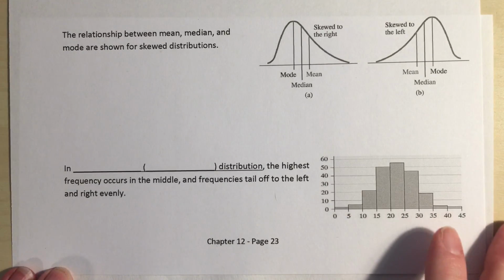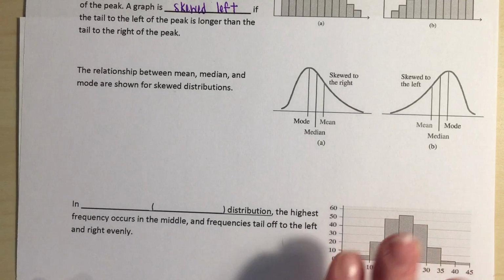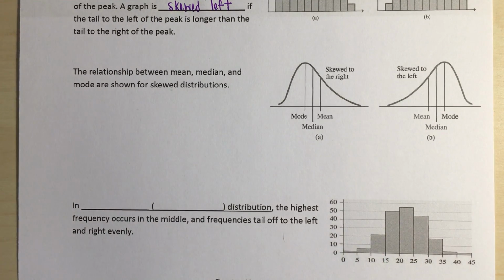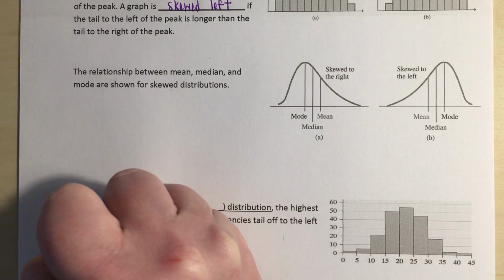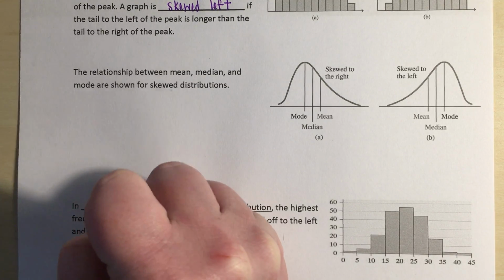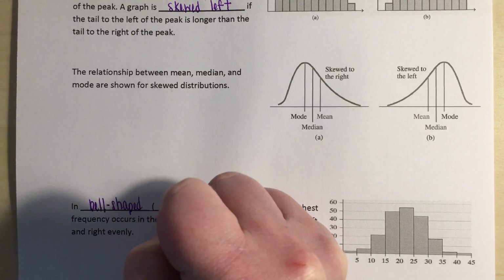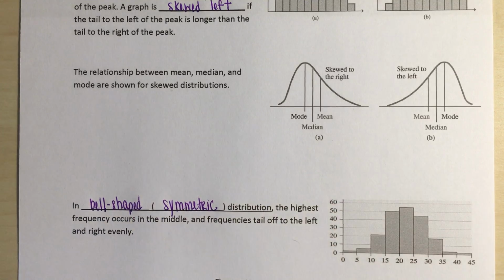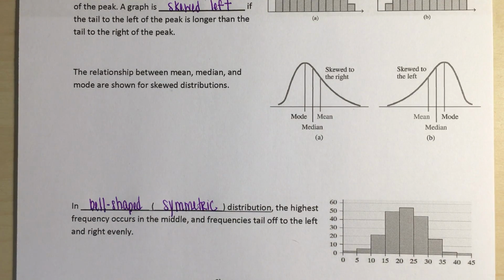All right, so finally our last type of distribution is a bell-shaped symmetric distribution. The highest frequency occurs in the middle, and the frequencies tail off to the left and the right evenly. Right? So it is symmetric because if we were to fold this graph kind of in half in the middle here, they would match up. And we call it bell-shaped because if we were to kind of trace around the outside and even out these bars for our histogram, we would end up with something that is relatively bell-shaped.